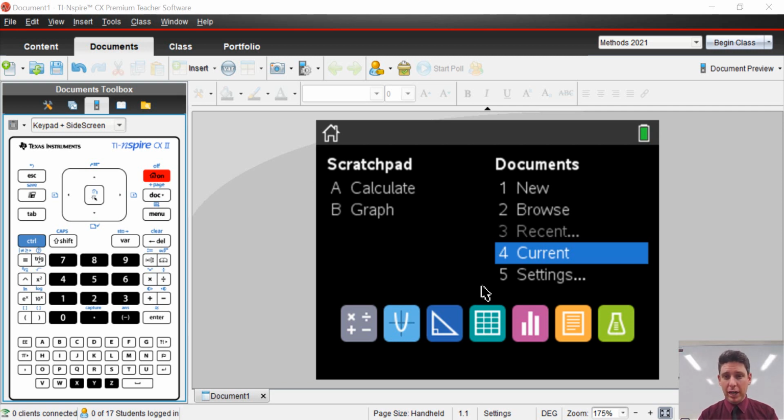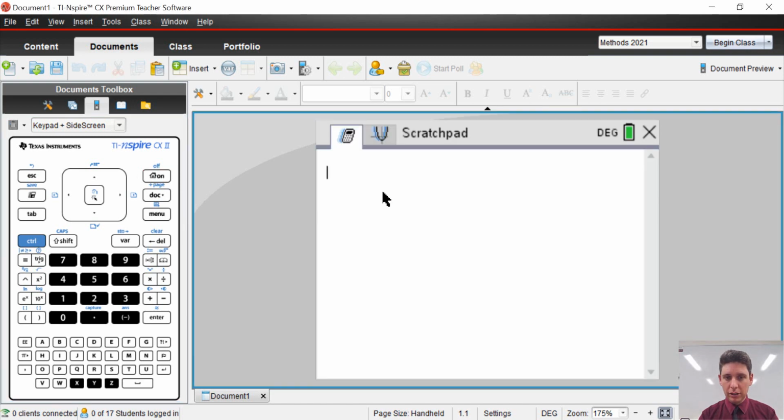So let's open up our calculator. This is the top of your calculator. This is the bottom. Doing it on that TI Nspire. We're going to calculate something.